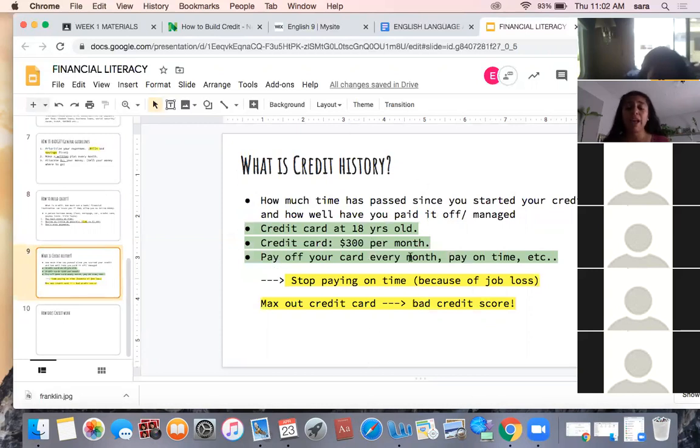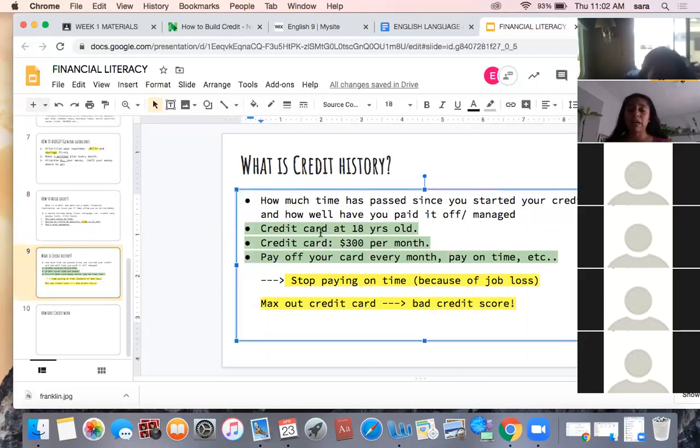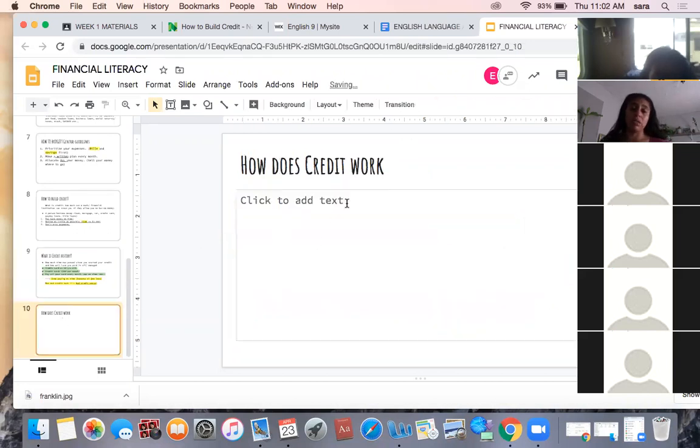All right, so if we had this little scenario, this guy started at 18 years old, got a little credit card for $300 a month. That means he pays it off, borrows another $300 every single month, pays on time, all the good behaviors, right? But then he stops paying on time because of his job loss. He starts maxing out, using the credit card over and over again. And the result is a bad credit score. So now let's talk about credit score.